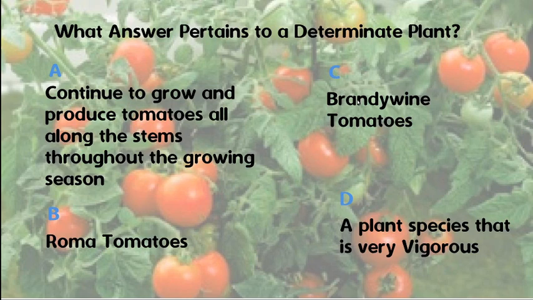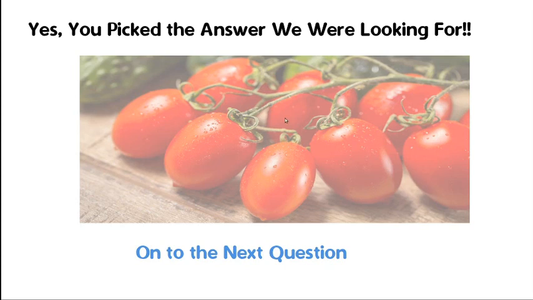And then I have Brandywines, which is indeterminate, but the correct answer is Roma tomatoes. That's a determinate plant. So you hit B here. That's the right answer. You go into the next question. That might be my last one. Anyhow, that's my last one.